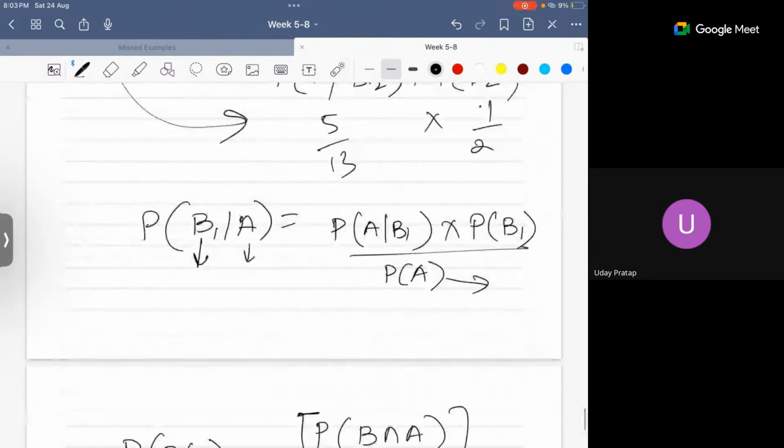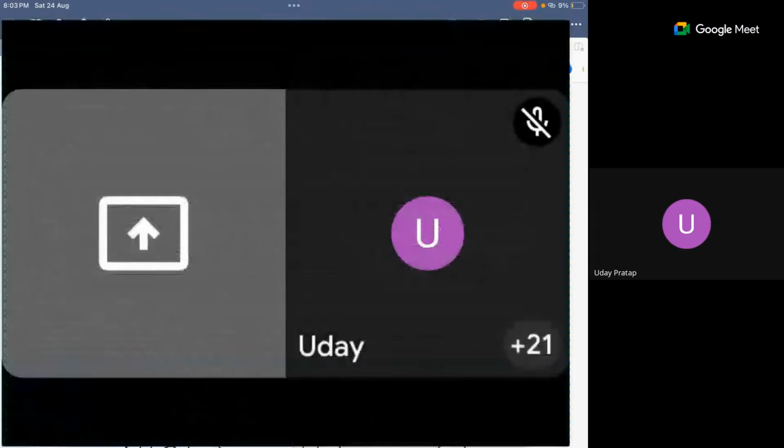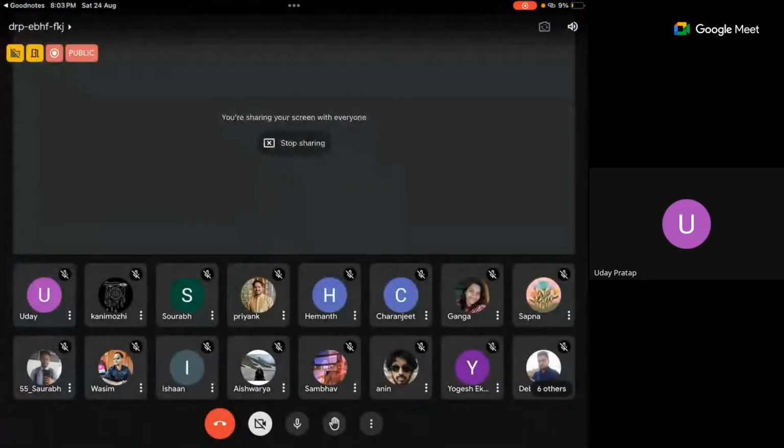Okay. Is this clear? Is this clear to everyone? Yeah. So this was the whole concept from week 5 to 8: permutation, then combination, then the basic probability, and then you have the conditional probability and the Bayes theorem.